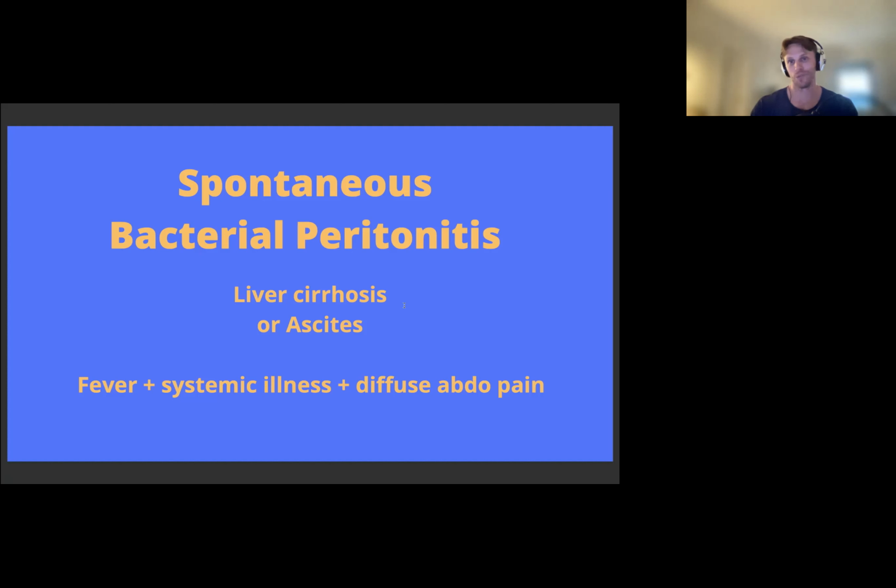But still, even if we do identify anything, they need a formal scan, outside the realm of a rupturing AAA or someone who's bleeding into their bowel from something, where you can just identify fluid.